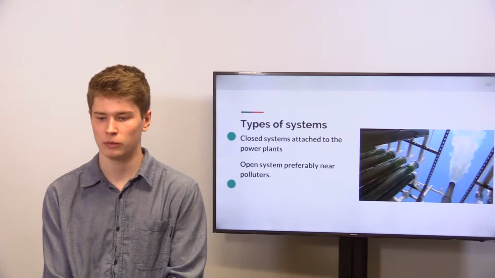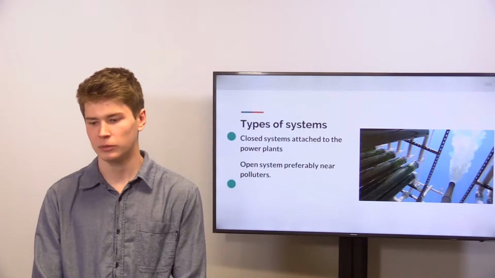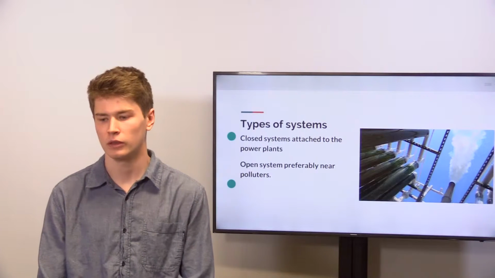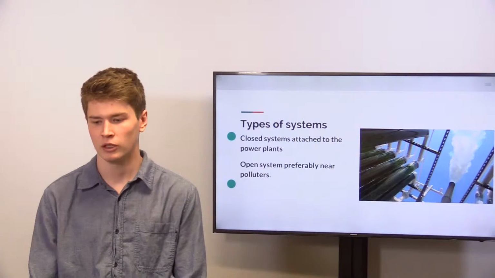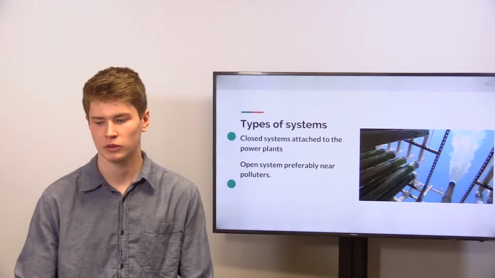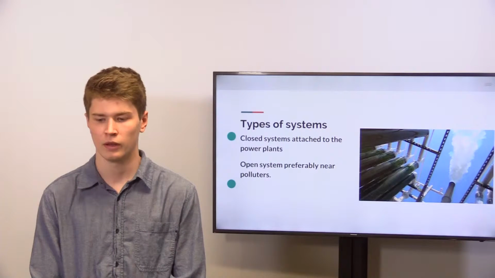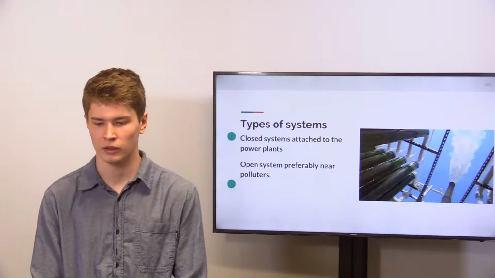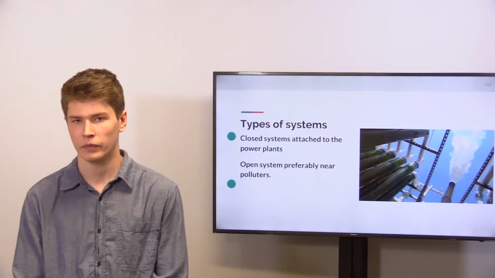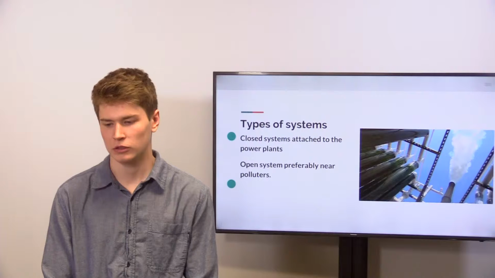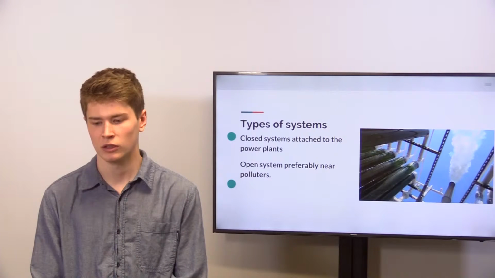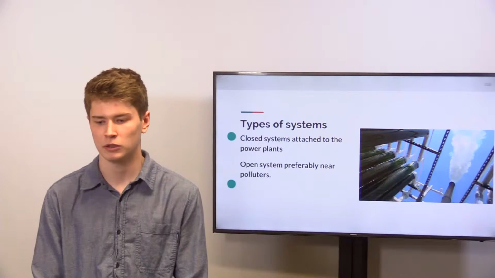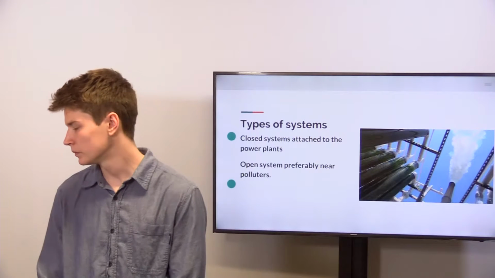The other type is an open system, which is essentially ponds filled with algae. These are much less expensive, but not as efficient because they are not exposed to as much carbon dioxide. They also require the use of land, which, as we sequester more and more carbon, adds up to be quite a lot. If we were to sequester all of the carbon dioxide emissions, it would take up approximately 4% of US lands.